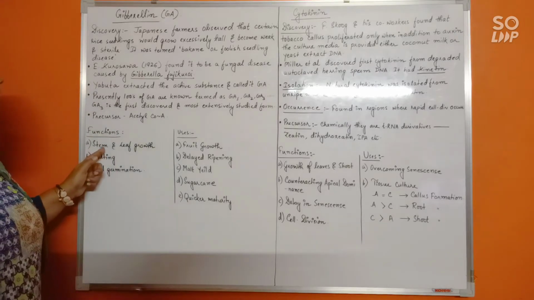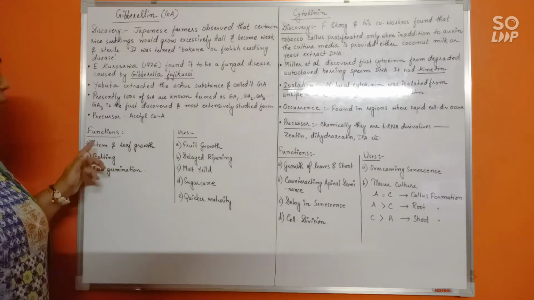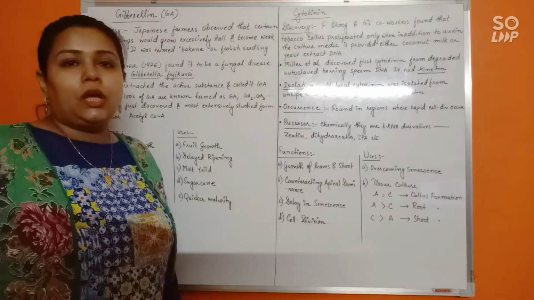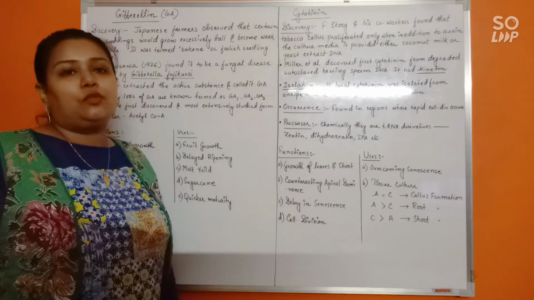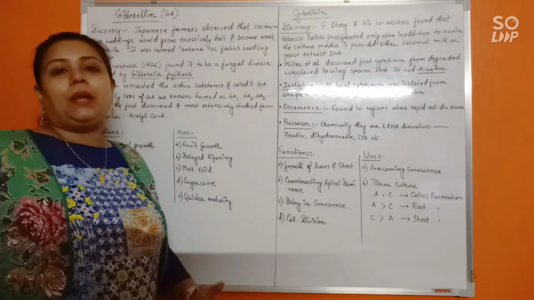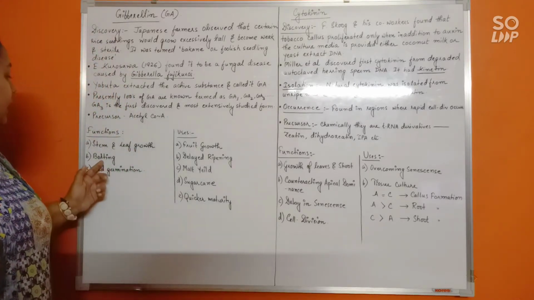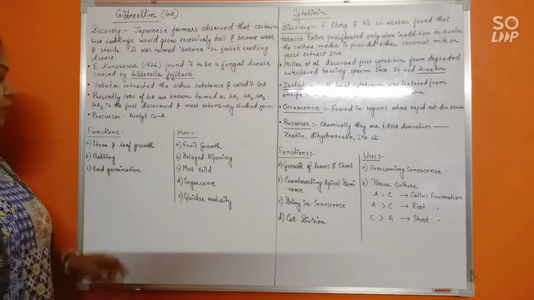So first is stem and leaf growth. It is going to allow lengthwise growth of the stem by allowing internodal growth, and also increase the size of the leaf and the size of the fruit. That way the plant will grow under the influence of gibberellic acid. Next is bolting. Very, very important for your exam.